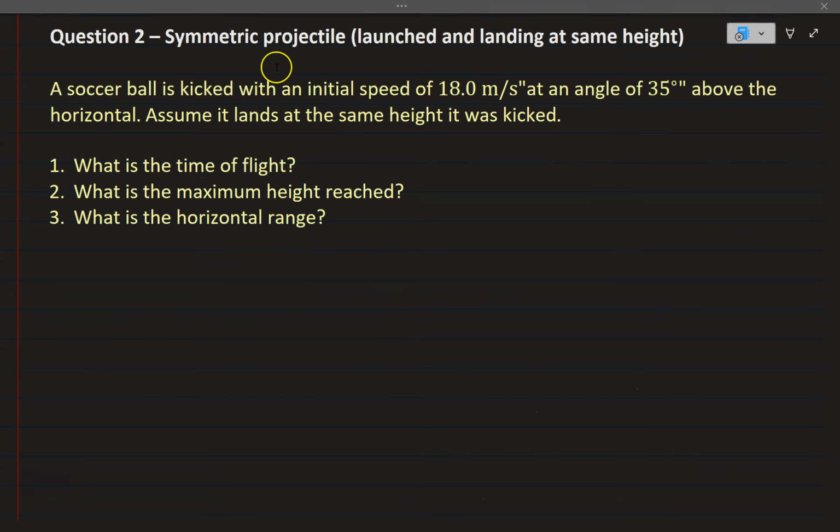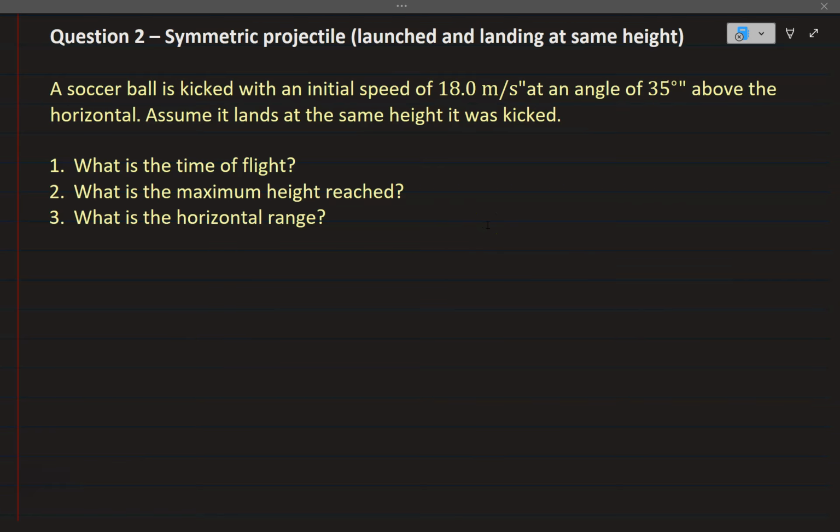This question is a symmetric projectile motion, launched and landing at the same height. Okay, it's very important to know that. So a soccer ball is kicked with an initial speed of 18 meters per second at an angle of 35 degrees from the horizontal. Assume it lands at the same height it was kicked, which is, let's say, the ground. What is the time of flight? What is the maximum height reached? And what is the horizontal range? That means how far does it go horizontally?